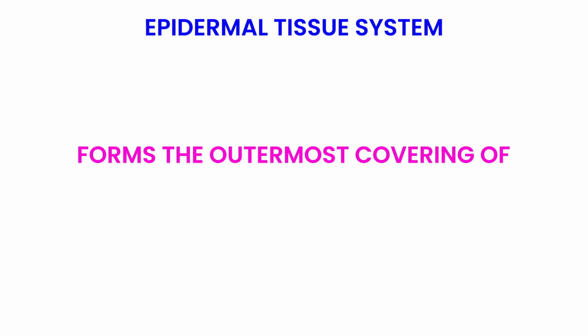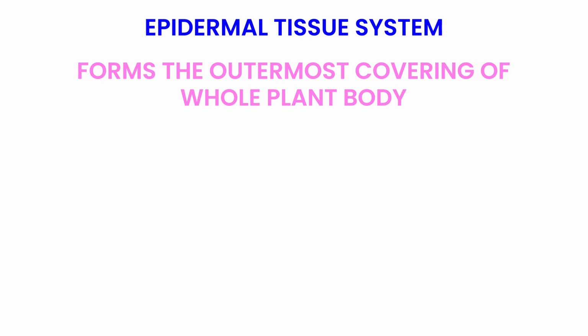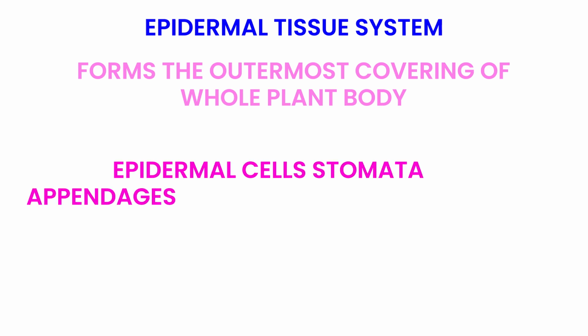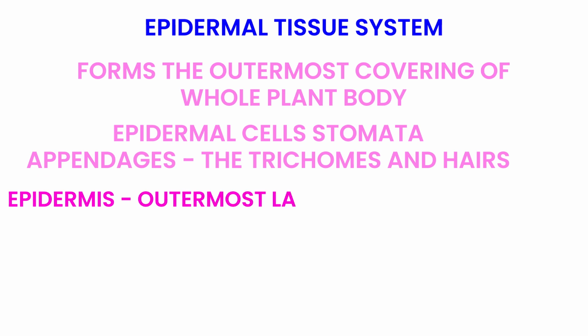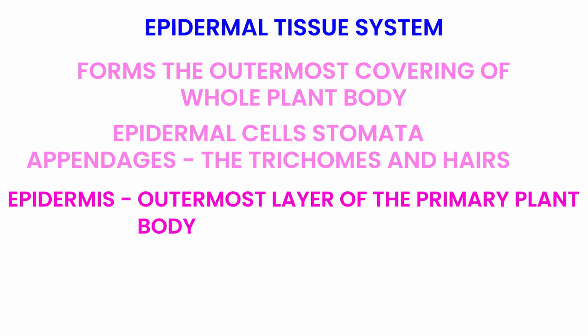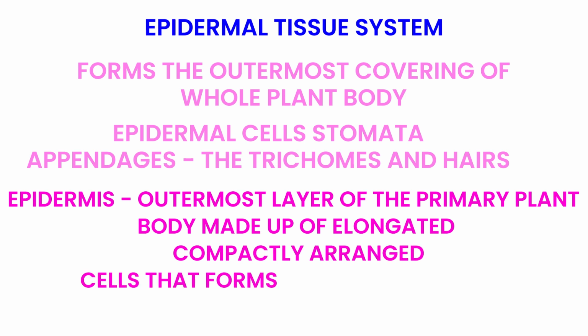The epidermal tissue system. The epidermal tissue system forms the outermost covering of the whole plant body. It comprises the epidermal cells, stomata, and the epidermal appendages, which include the trichomes and the hairs. The epidermis is the outermost layer of the primary plant body, made of elongated, compactly arranged cells which form a continuous layer. It is usually single layered.